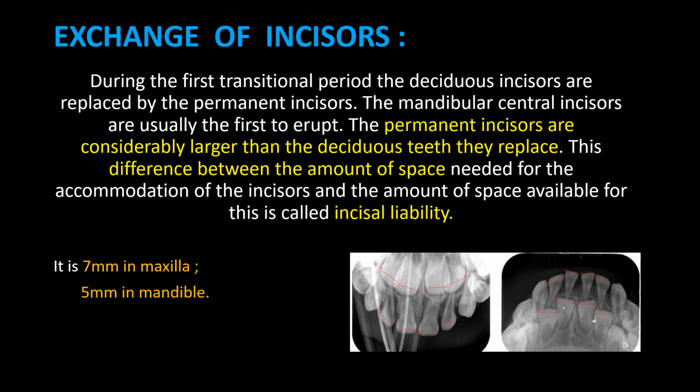Exchange of incisors. During the first transitional period, the deciduous incisors are replaced by the permanent incisors. Mandibular central incisors are usually the first to erupt. Permanent incisors are considerably larger than the deciduous teeth they replace. This difference between the amount of space needed for the accommodation of the incisors and the amount of space available for this is called incisal liability. It is 7 mm in maxilla and 5 mm in mandible.